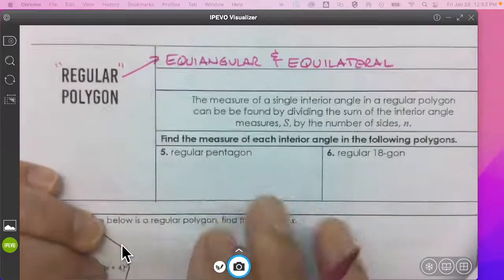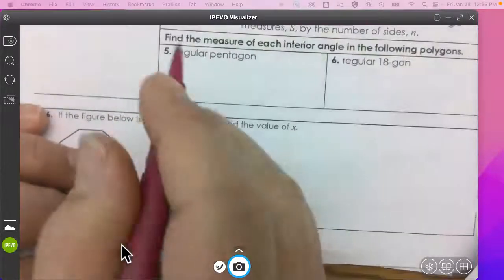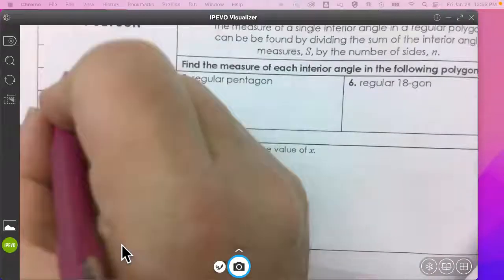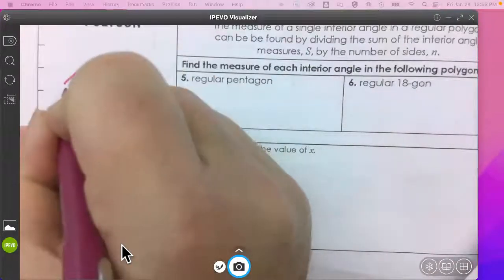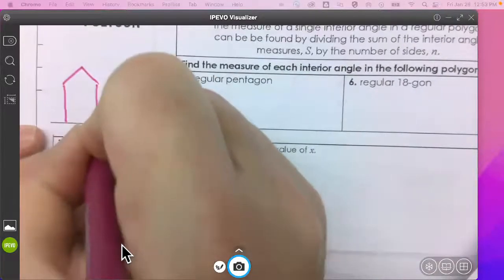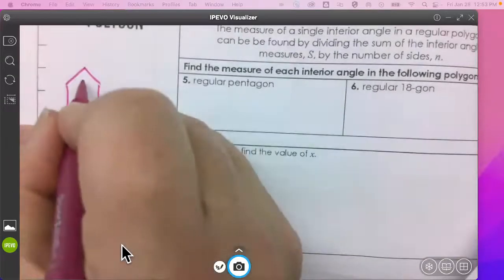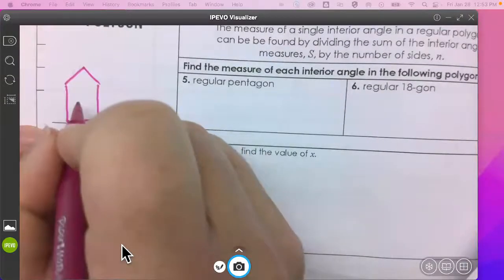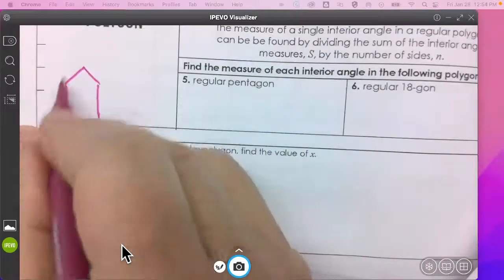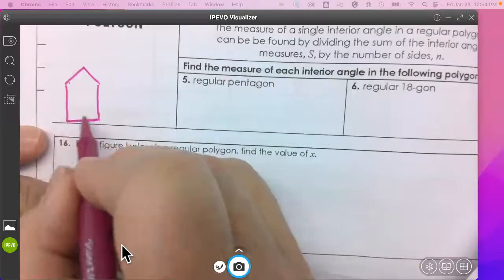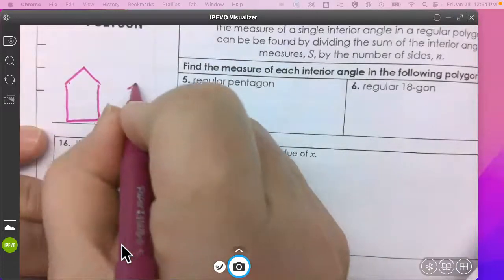So I can take, for instance, 5 sides here and make a little house looking thing. And do we agree that that is a pentagon? 5 sides, so it's a pentagon. And all these angles are still going to add up to what we figured before. 5 minus 2 is 3 times 180 is 540. But this is not a regular pentagon because the angles and sides are different lengths.